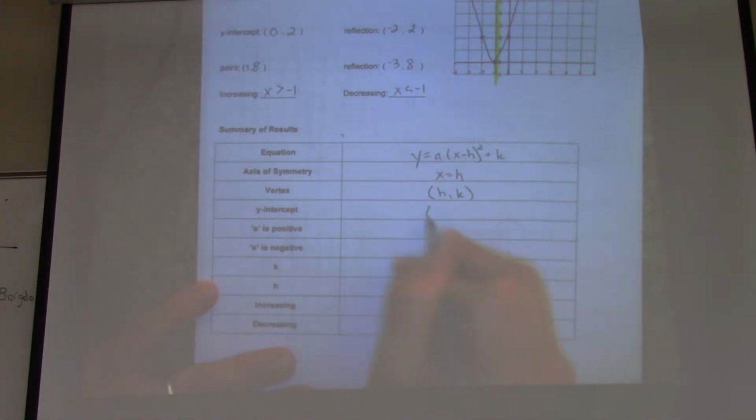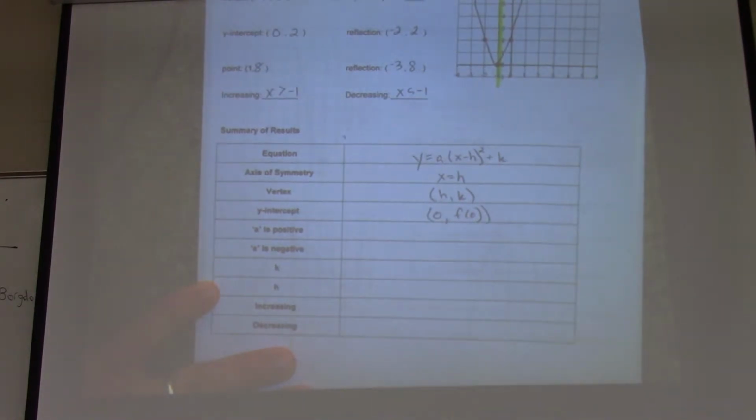Y-intercept: I want you to write this, f of 0. Now if that doesn't make sense, you can write "plug 0 in." That's what that means.